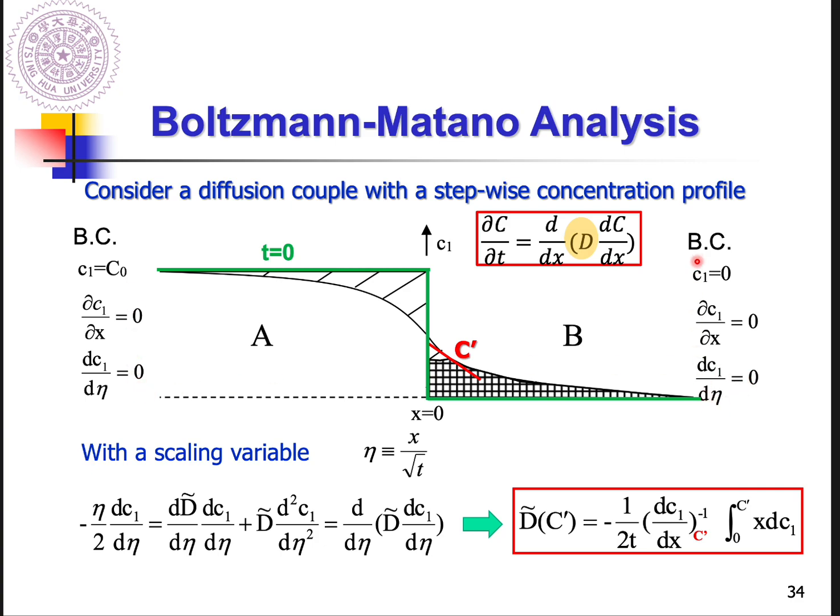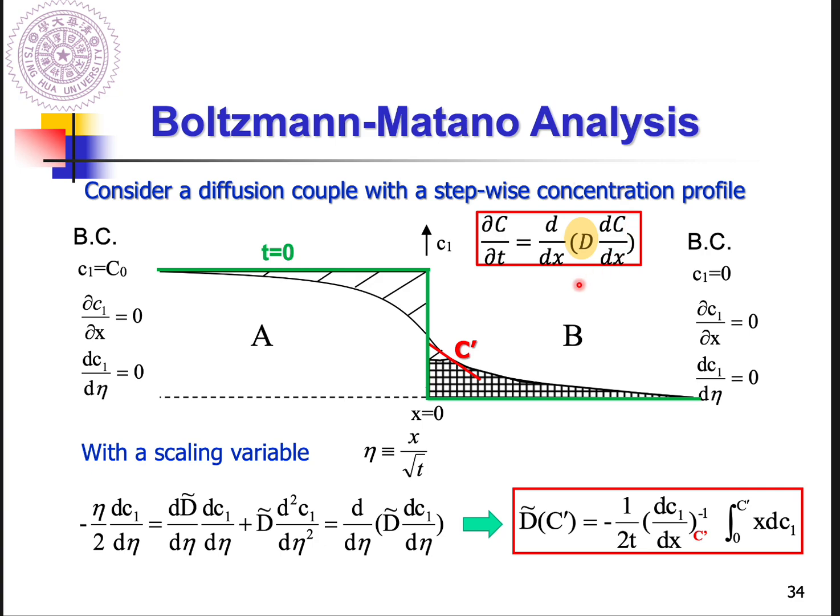Then take a look at the right-hand end of this diffusion couple. The boundary condition here is Ca equals 0, and partial Ca partial x equals 0. That means at positive infinity, which is far away, much larger than the diffusion distance, the concentration profile of Ca does not change with location. And also, because eta is a function of x, partial C partial eta equals 0.